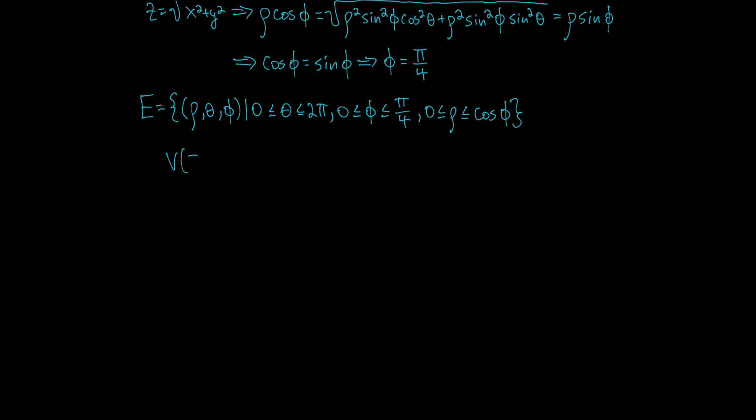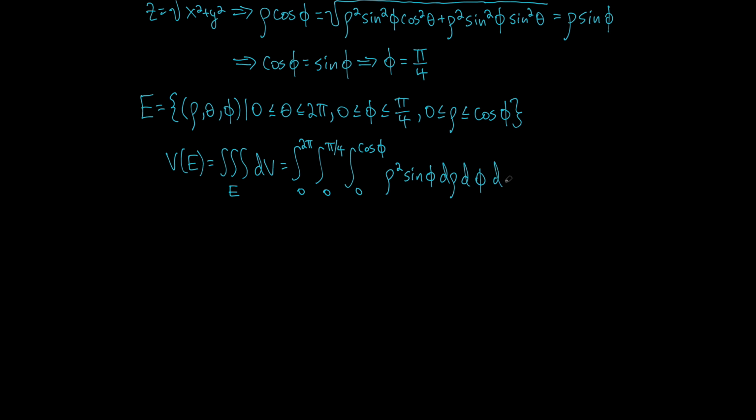So the volume of our region E will be the triple integral over E of 1 dV, as we've seen. So when we convert to spherical coordinates, we get from 0 to 2 pi for theta, 0 to pi over 4 for phi, and then 0 to cosine phi for rho. And dV is rho squared sine phi d rho d phi d theta.